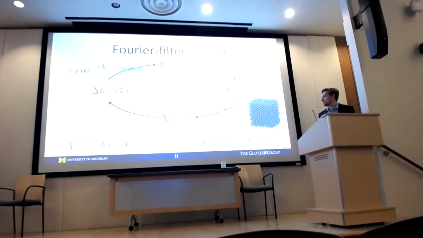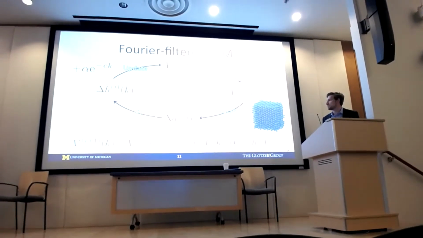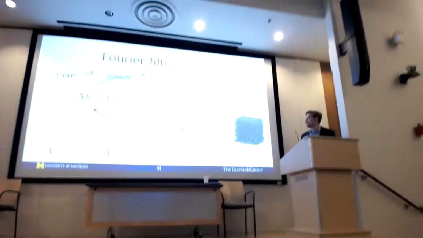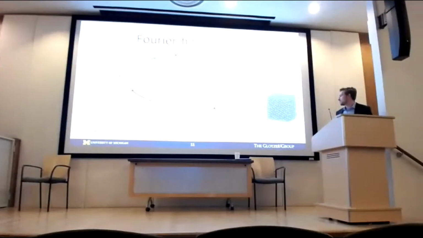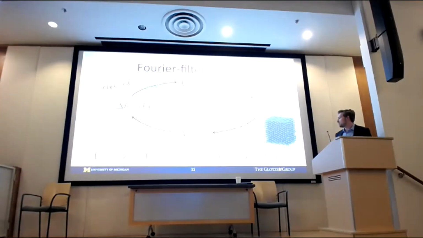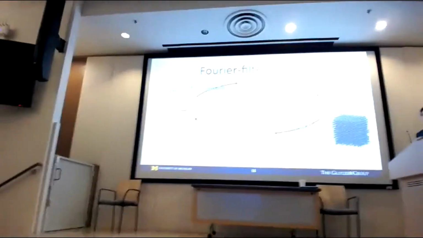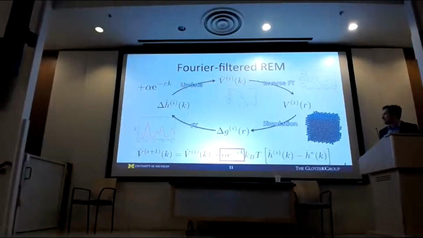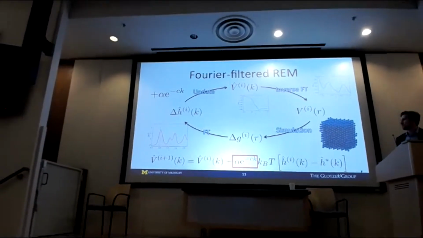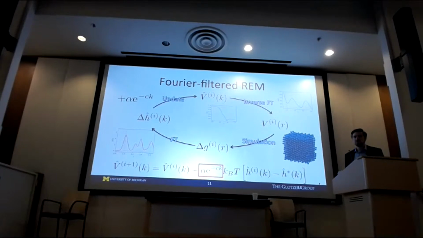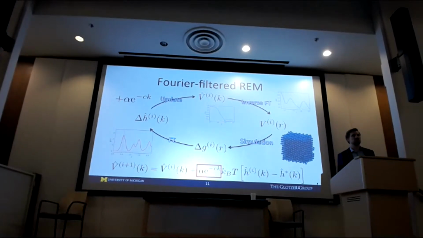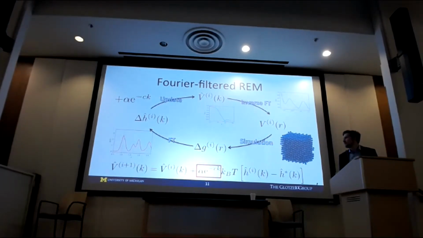So this is what it looks like in math. We have some kind of starting potential. We measure the density distribution, we subtract the target density distribution, and then add that to update our potential. And the trick here is this term. Alpha here is just some kind of constant to reduce the step size for numerical stability. And then e to the minus dk is this Fourier filter.